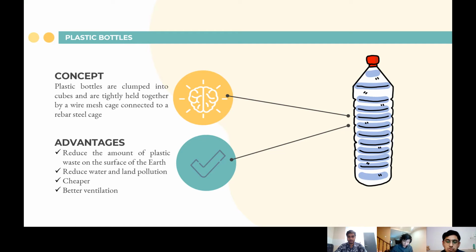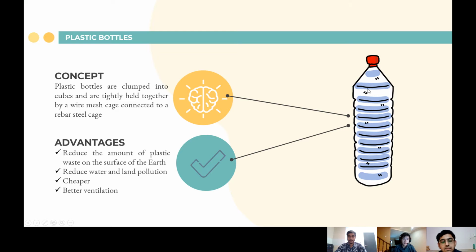These plastic materials are clumped into cubes and are tightly held together by a wire mesh cage, which is then connected to a rebar steel cage. These cages are then stacked onto one another to make up the walls of the house. All plastic materials that are recyclable can be collected and used for the construction of this house if they are in normal condition.